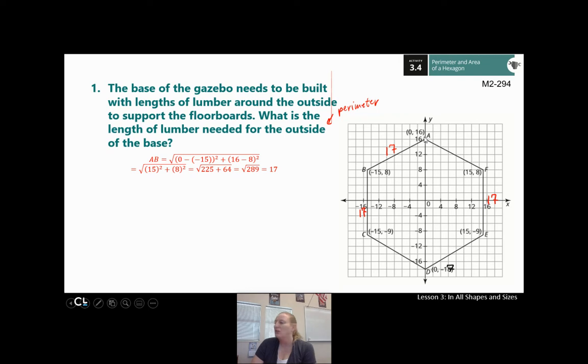What's up next? Let's do side BC. We already know side BC. We said BC was 17. If you weren't sure, you could have just subtracted the y coordinates to verify that. 8 minus a -9, 17. Okay. Let's do CD next.